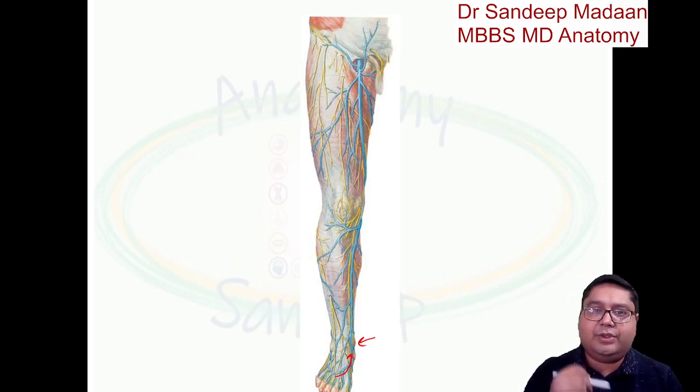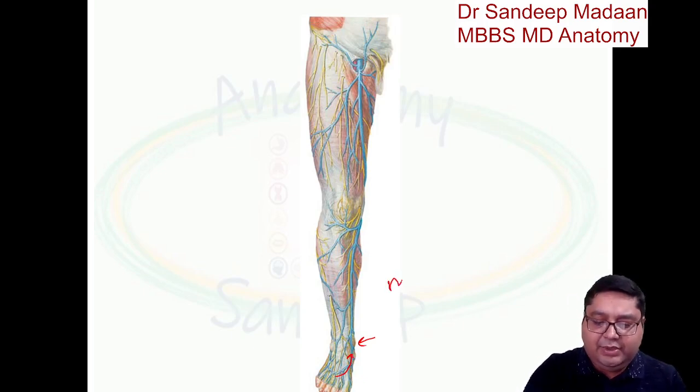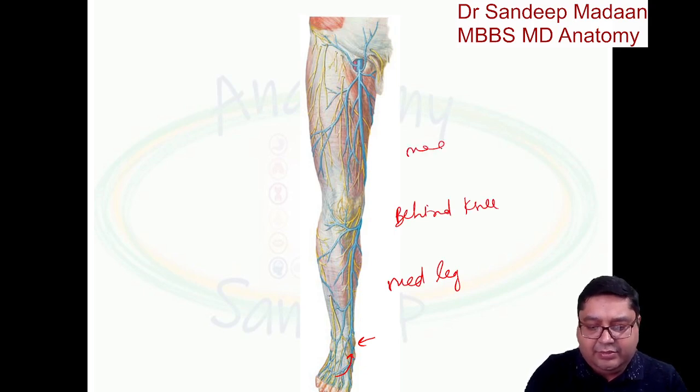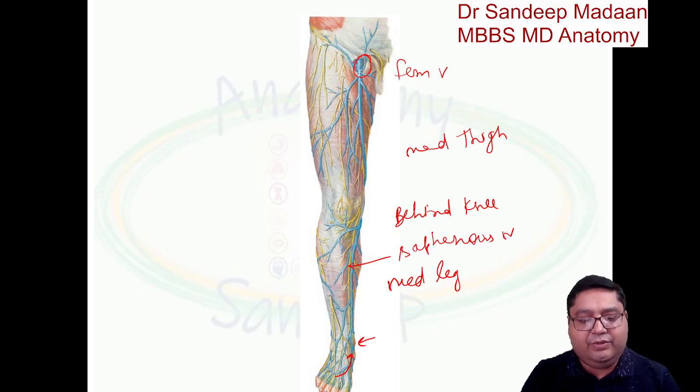What is the course of the great saphenous vein? That will be the medial leg. It will be behind the knee. We can see that it is behind the knee, and then again it is in the medial thigh. Where is it terminating? It is terminating here in the femoral vein. But during its course, it is accompanied by which nerve? That is the saphenous nerve. This question is also asked: if you are operating on the great saphenous vein, which nerve is at risk? That is the saphenous nerve.